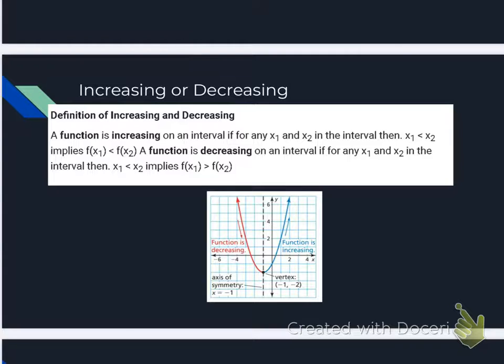So you see the red portion here is decreasing. If you run your hand from left to right, it's going down, so it's decreasing. You reach the vertex, and then it switches. Now, instead of your fingers going down, they go up, so it's increasing. So we can write our intervals for which these occur and tell us where it's increasing and decreasing. That's what we're going to do next.